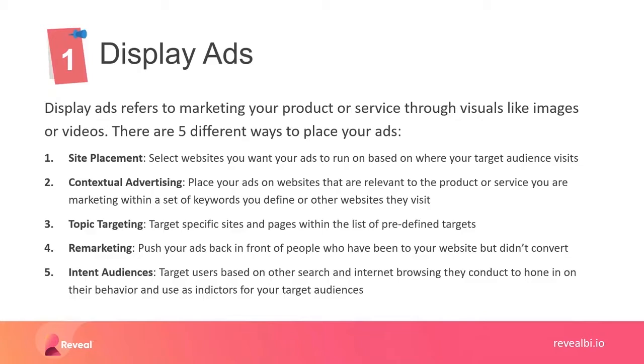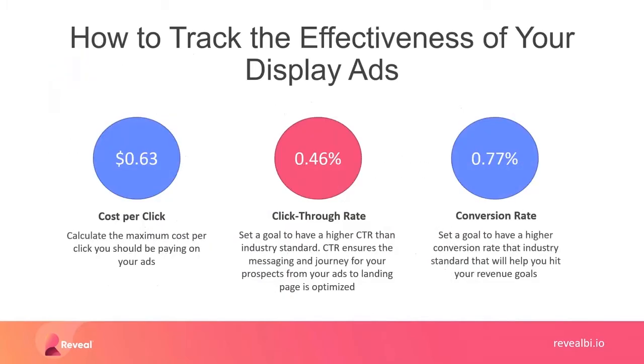And then intent audiences, so targeting users based on the search and browsing they conduct to hone in on their behavior and use as indicators for your target audiences. So there's various strategies to place your ads. And again, all of these cost money. So how much money are you going to spend on each one, and how are you testing to make sure that your money is actually being spent effectively?